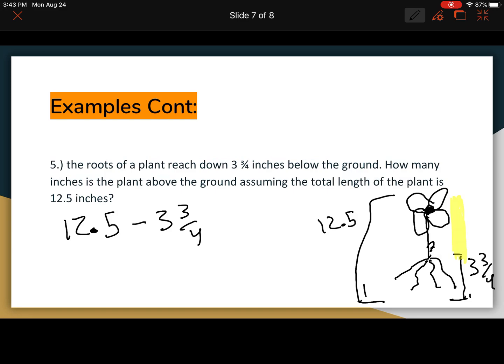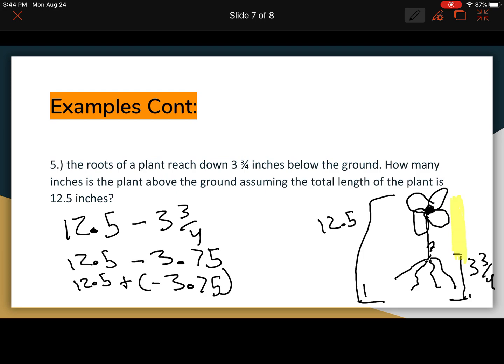Alrighty, so now we can see here that we're going to need to convert these into the same numbers right here, or the same value. So we're going to get 12.5 minus 3.75. Alrighty, then we're just subtracting that right there, so that's not too easy. We can change this to our additive inverse. Okay, so 12.5 minus 3.75. So we get a 5 right here, 7, 8, 9, 10, 11, 12, 13, 14.